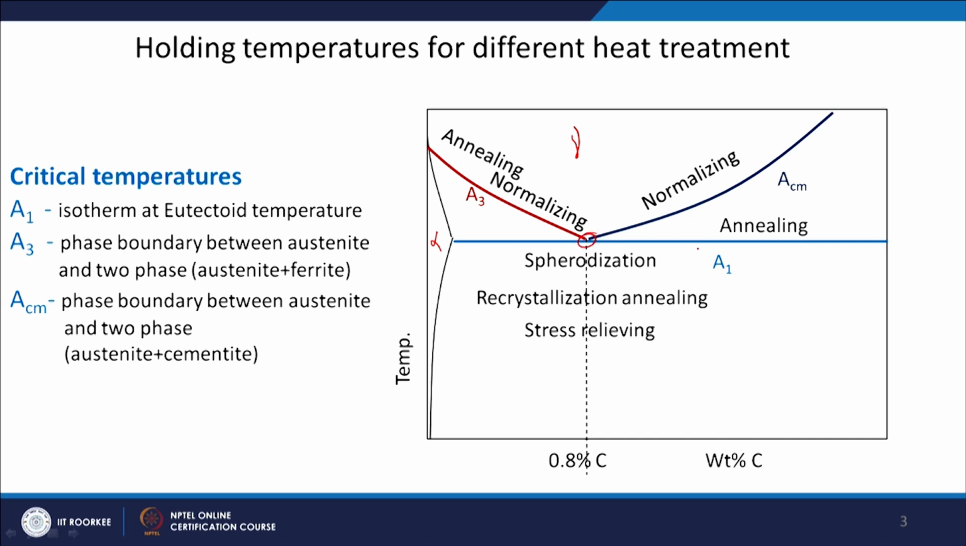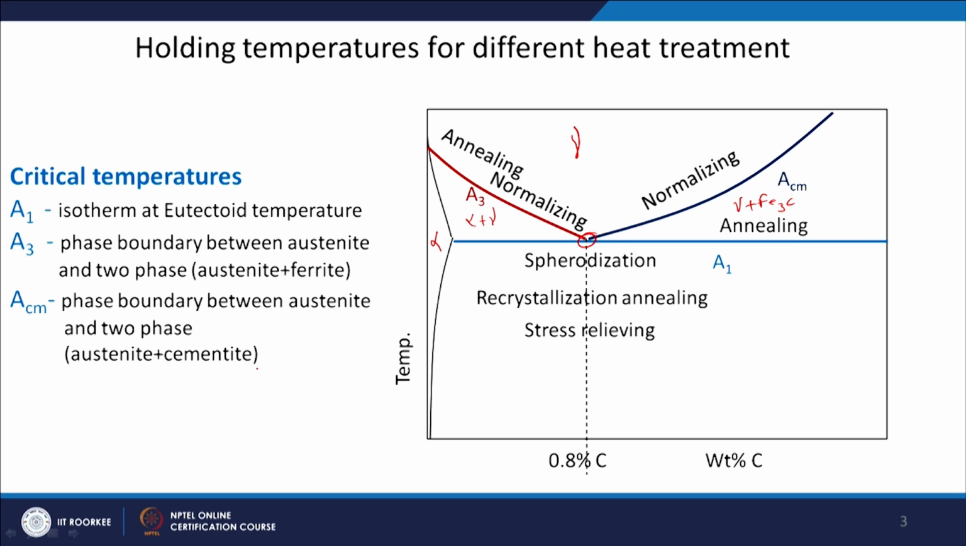There are two, three critical temperatures shown here. One is this A3 line, where alpha plus gamma transforms to gamma. You have the ACM line, where gamma plus Fe3C transforms to gamma, and you have the A1 line, which is related to the eutectoid temperature. As the composition of my alloy changes, this A3 temperature is going to change, that is obvious. So these are critical temperatures. A1 is the isotherm at the eutectoid temperature. A3 is the phase boundary between austenite and the two-phase austenite plus ferrite. ACM is the phase boundary between austenite and the two-phase austenite plus cementite.